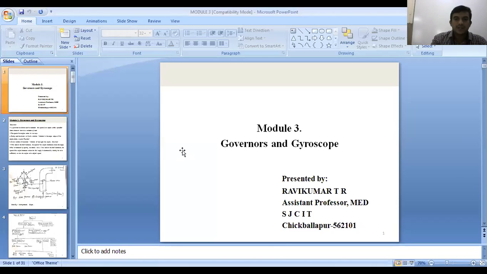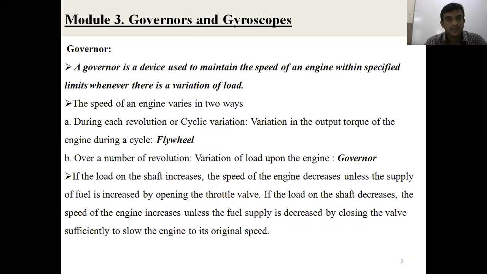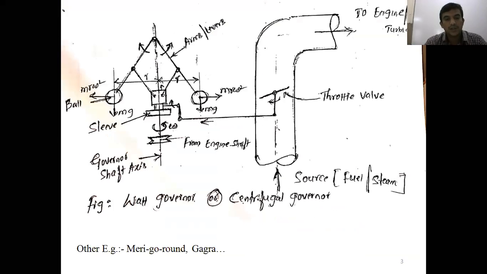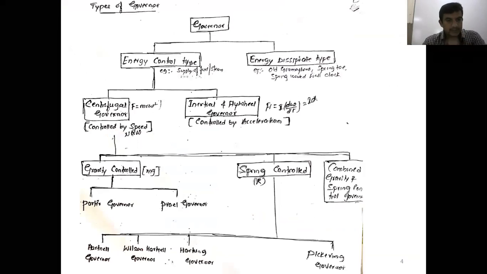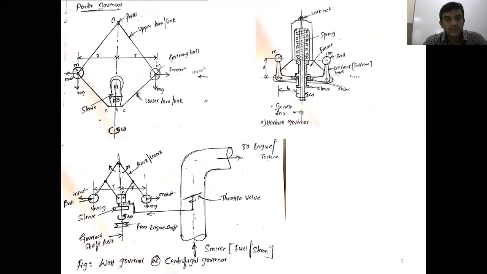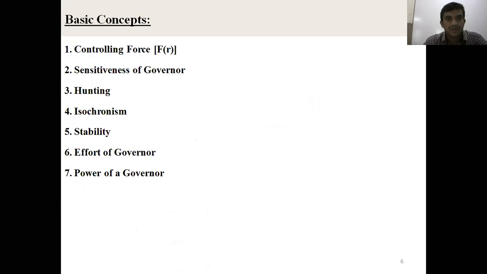Yeah, last class we discussed governors, the types of governors, how the VAT governor works, the working principle of a governor. We discussed three types of governor: one is the VAT governor, second is the Porter, and third is the Hartnell governor, right?